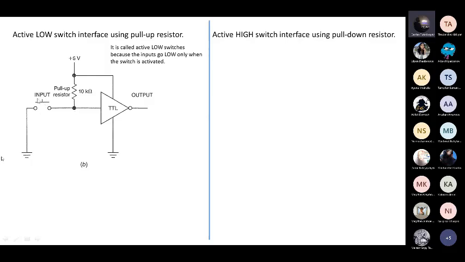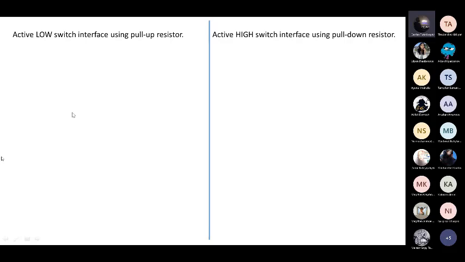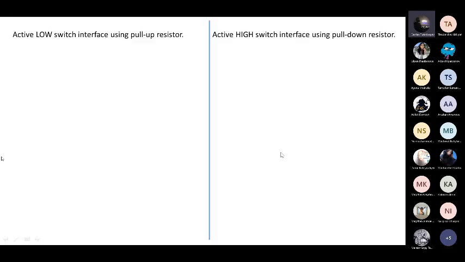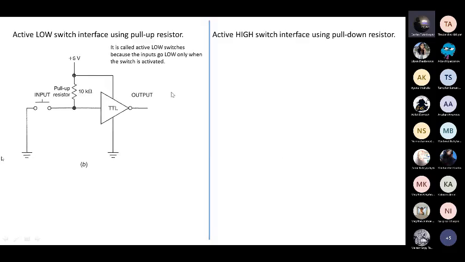When I push, the potential here will be 0. So when it's closed, we apply 0, low. When it's opened, we apply 5 volts, because this pull-up resistor gives us 5 volts here. In the previous circuit, we don't have any pull-up resistor, so it will float. Okay, we call this an active low switch.